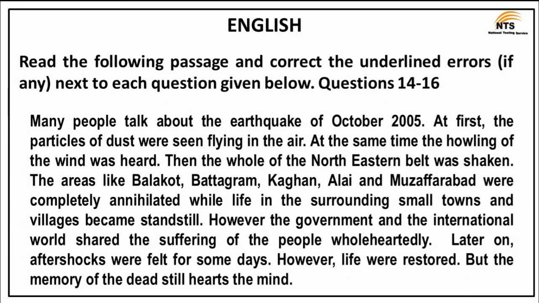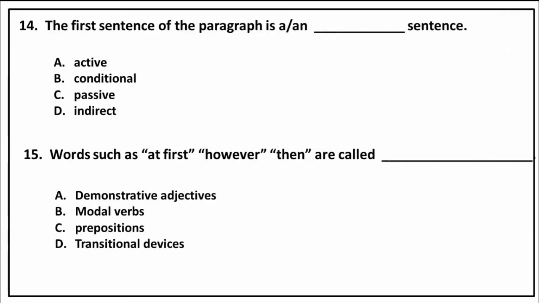ये पैराग्राफ था, मैंने रीड आउट किया. अब इस पे सवालात है from 14 to 16, just 3 questions in it. So let's see the first one, means the 14th one. The first sentence of the paragraph is a dash sentence. First sentence paragraph का जो है वो एक dash sentence है, एक dash फ़िक्रा है. क्या फ़िक्रा है? Active, conditional, passive and direct.